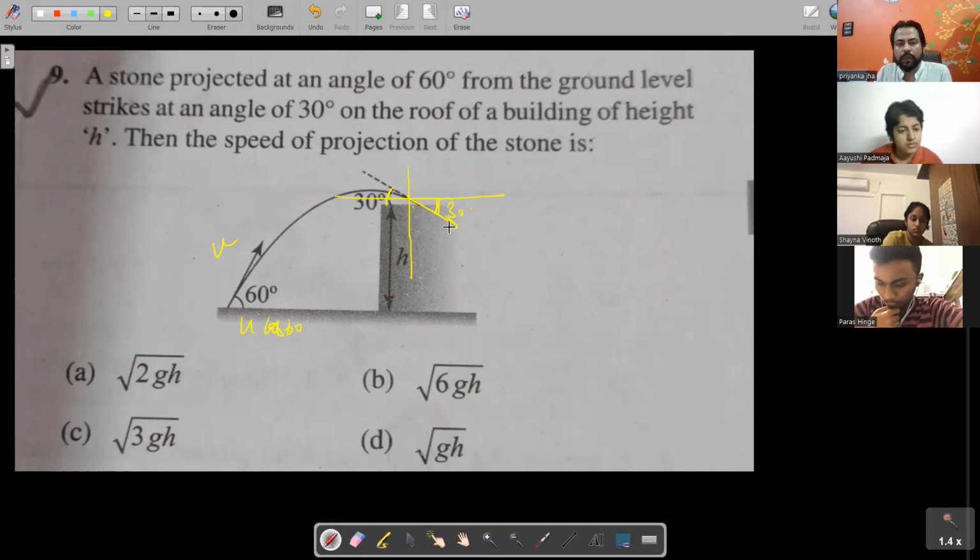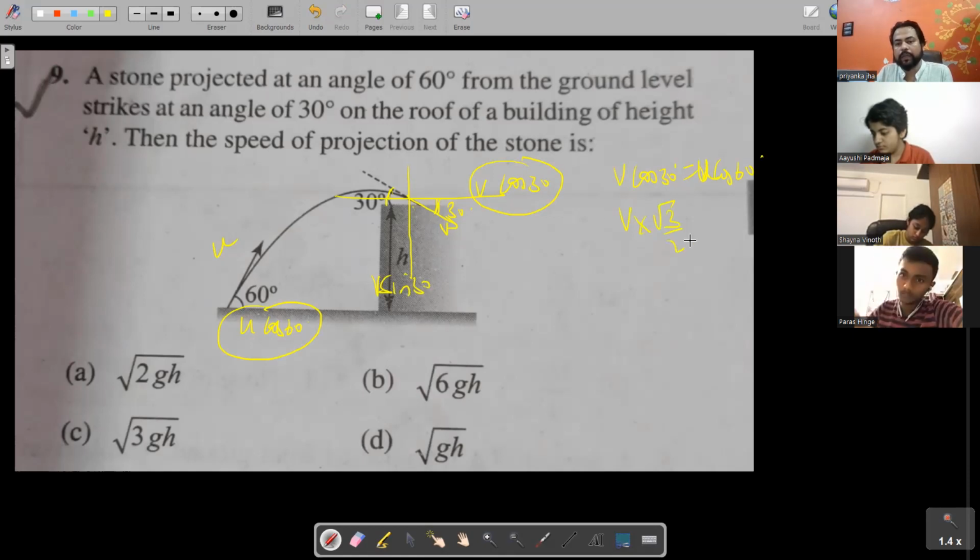Fair? Yeah, so suppose this is V. So V cos 30 and V sin 30. You know that the horizontal component will always remain constant. So V cos 30 must be equal to U cos 60, the initial one. So V into root 3 by 2 equals U into 1 by 2. So V is U by root 3. This is the relation, right?